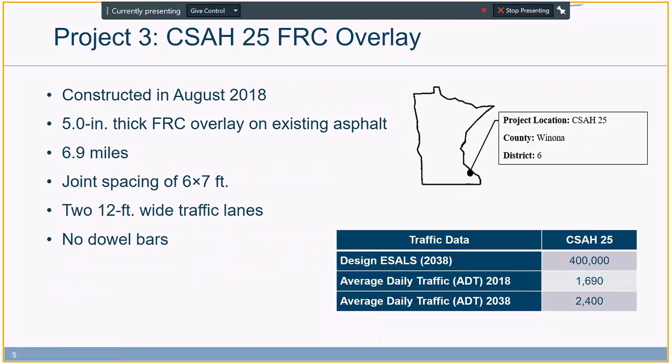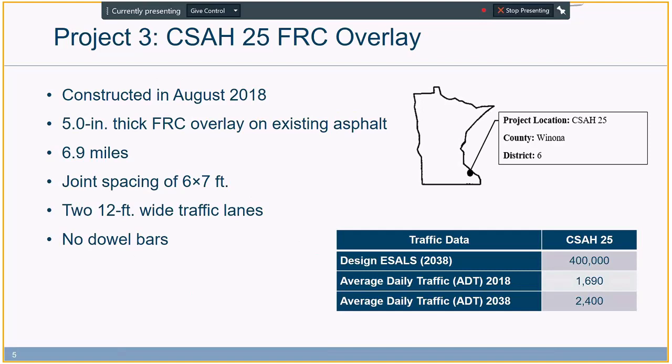And the 3rd project is also constructed in August 2018. Again, a 5-inch thick fiber reinforced overlay over existing asphalt, almost 7 miles long, and joint spacing of 6 by 7, 2 traffic lanes, each 12 feet wide.